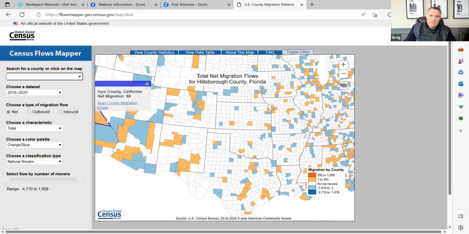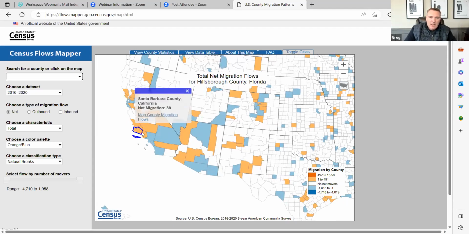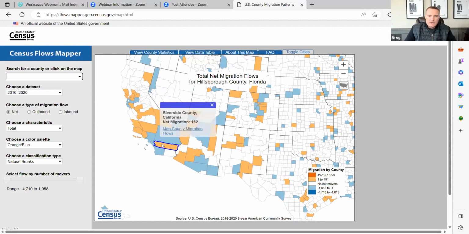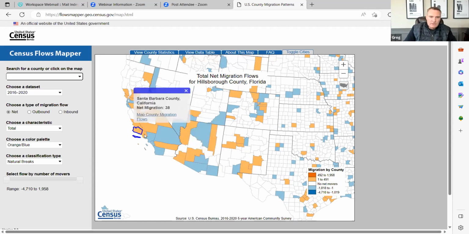Over in California, tons of people moving over from there, right? So if I live in Tampa, Florida, I'm looking at right here, Ventura County, 61 people moving to the area. Right here, Riverside County, 162 moving. So each of these that we're looking at will show us, let me get back to what I was looking for here.